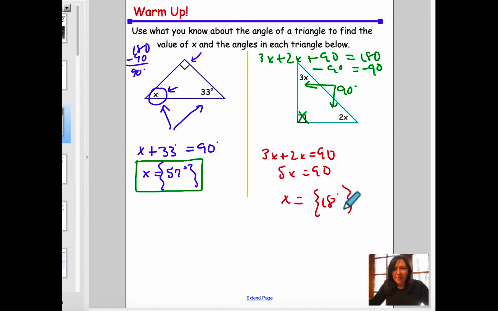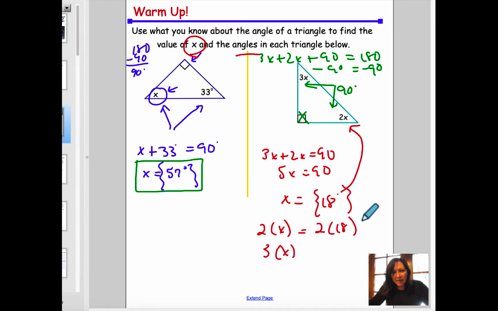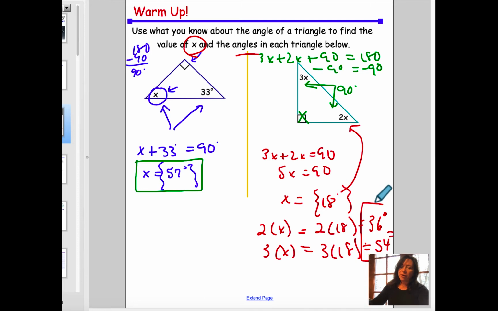And 18 is a value that you're then going to plug in for x, because not only do you have to find x, but you also have to find the angle measurements in each of the triangles. So one of them is going to be 2 times x, and one of them is going to be 3 times x. So 2 times 18 is equal to 36 degrees, and 3 times 18 is 54? I think it's 54, yeah. 54 degrees. And we can also just say 90 minus 36 is also 54 degrees.